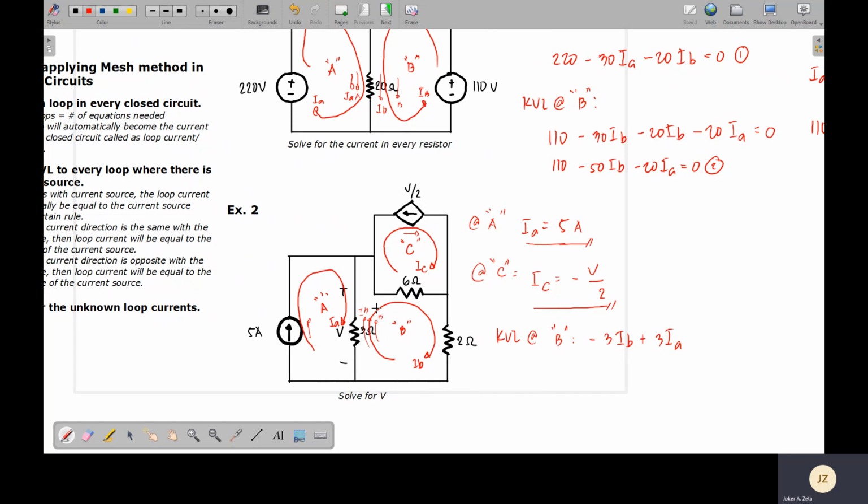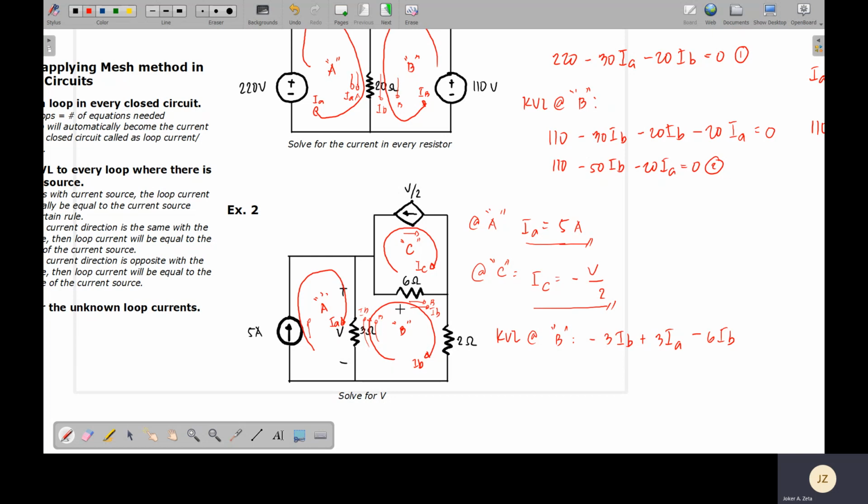So your loop B, upon flowing through the 6 ohm resistor, the direction is going to the right. But then again, your loop B is also your current IB. So your current IB is also going to the right, same direction. So you will have negative 6 IB. Okay? But then again, as you can see, the 6 ohm resistor also has another current flowing along it, which is IC. So therefore, it also has another voltage.